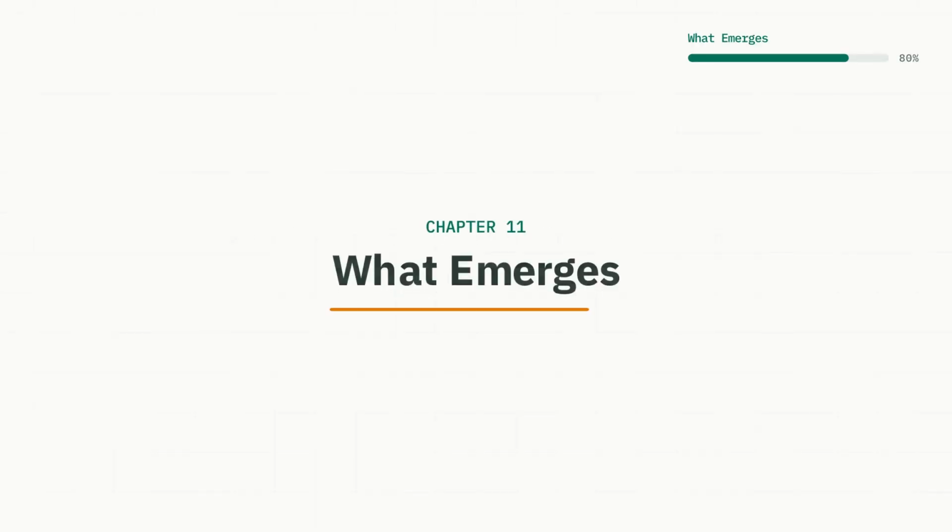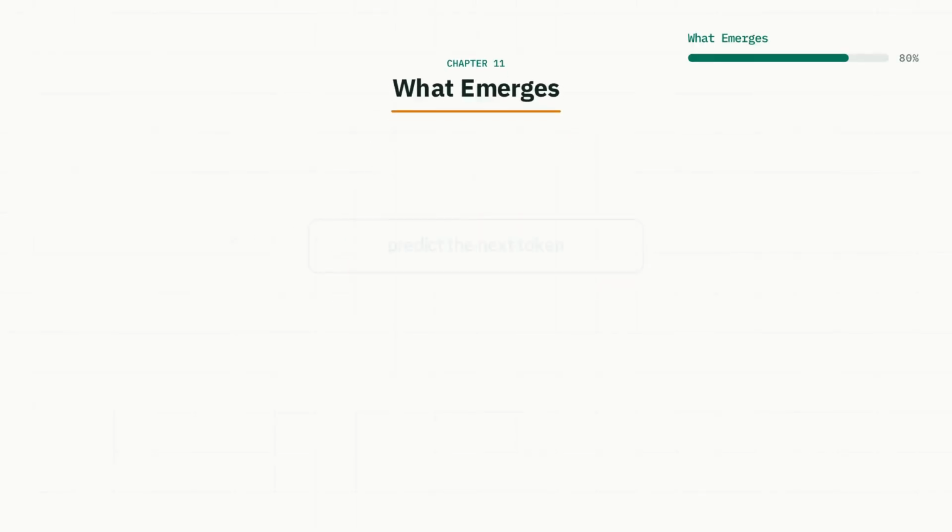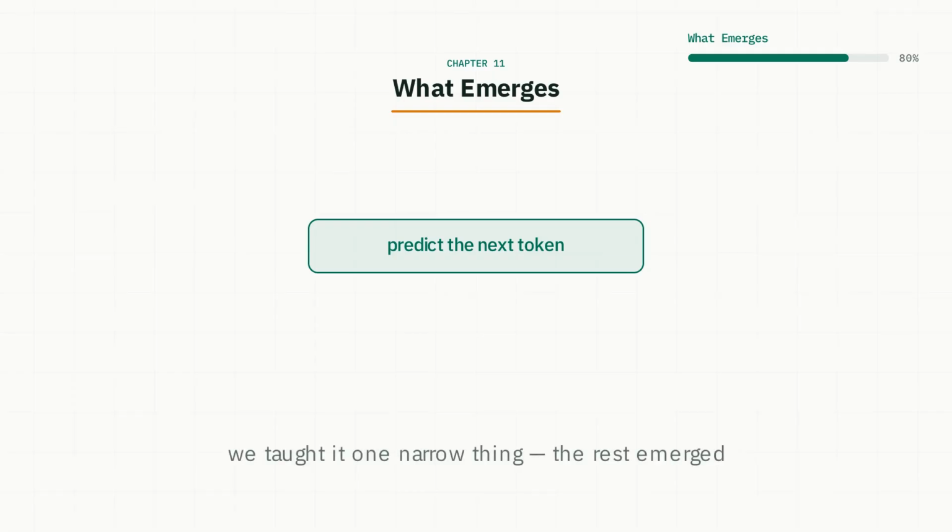Chapter 11: What emerges? This is the part that still genuinely astonishes the researchers who build these systems. We set out to do one narrow thing: predict the next token. We never wrote a lesson on grammar, never taught a translation rule, never explained what a poem is or how to solve an equation. And yet a well-trained model can do all of these and far more. These abilities were never programmed in, they emerged.